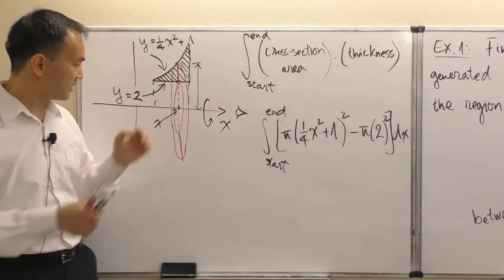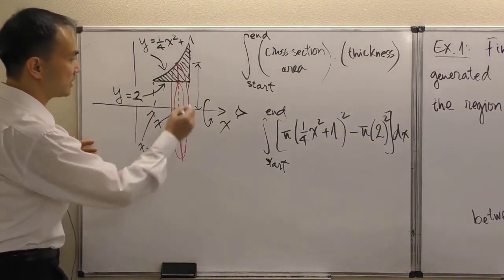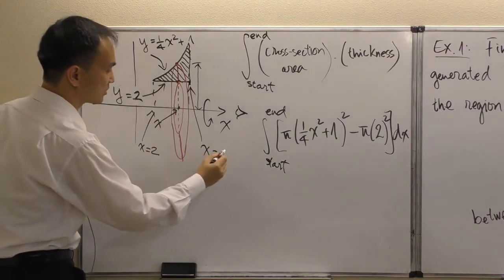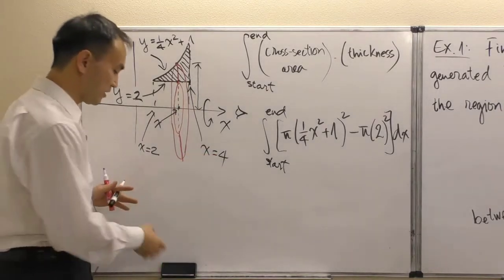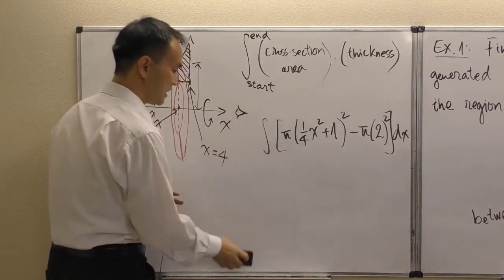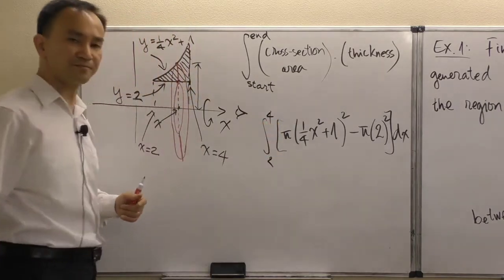So on the left, the given value x equals 2 is here, and at the end of the accumulation, that's right there at x equals 4. So now we clearly have an integral setup right here. It's the accumulation of all these little volumes of the washers from 2 to 4.